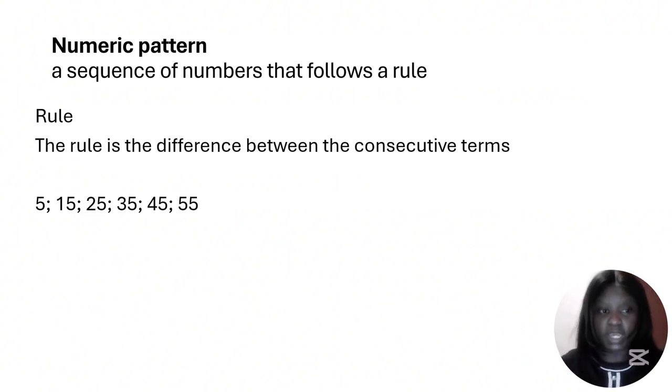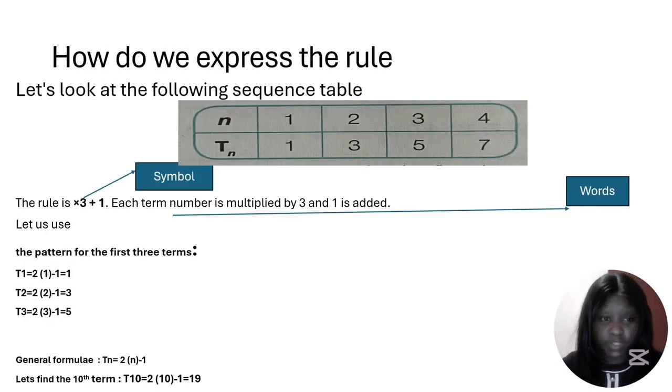And then we have our numeric pattern. What is it? A sequence of numbers that follows the rule. Now the rule is the difference between the consecutive terms. When we look at the sequence down there, what do we see? We see that there's a difference, right? When we say 15 minus 5, what does it give us? What is the difference? 10 is the difference. So maybe from 55, we get what? 65.